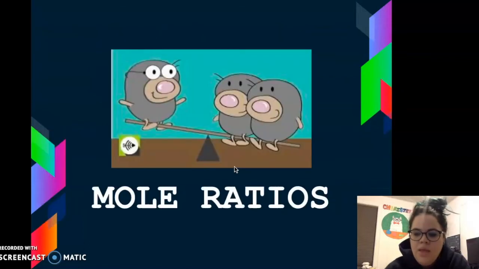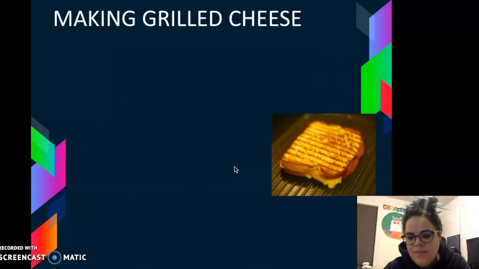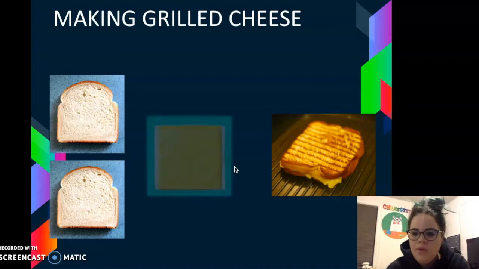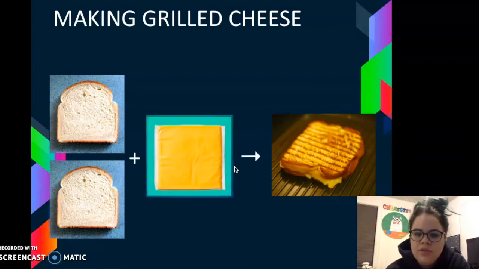Okay, but now let's talk about mole ratios. Before we do that, I'm going to give you a real world example where it's basically the same type of problem, except you're using a chemical equation in place of a recipe. So our recipe today, let's say we're making a grilled cheese sandwich. If I want to make a very basic grilled cheese sandwich, your recipe will call for 2 pieces of bread and 1 piece of cheese. If you put those together, you will get 1 grilled cheese sandwich.